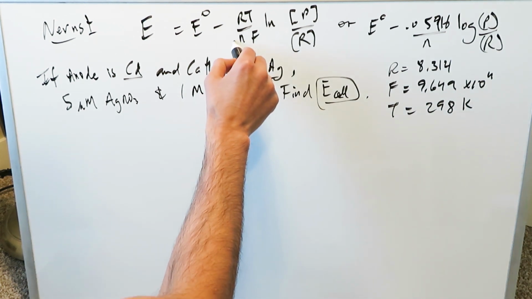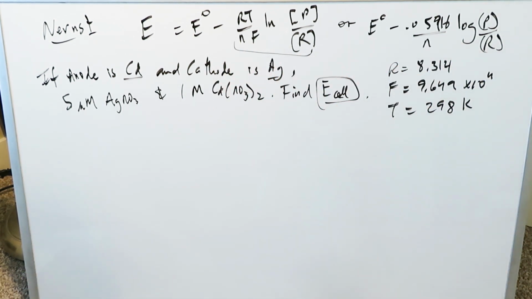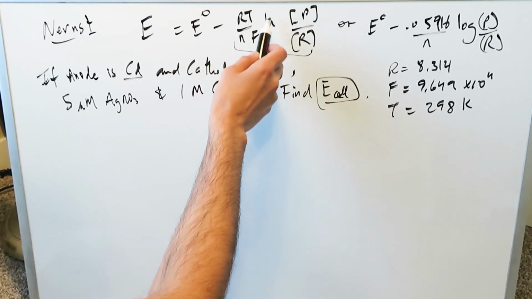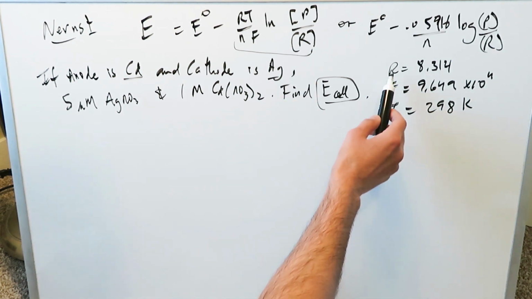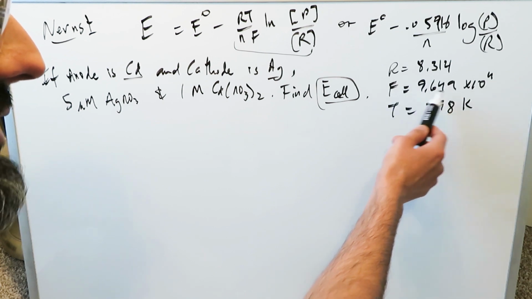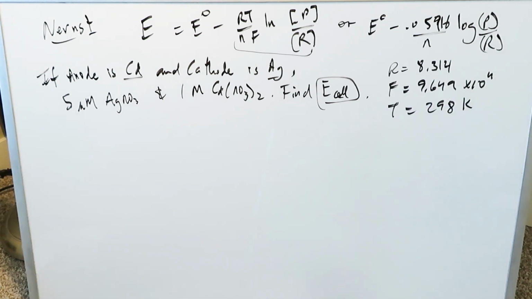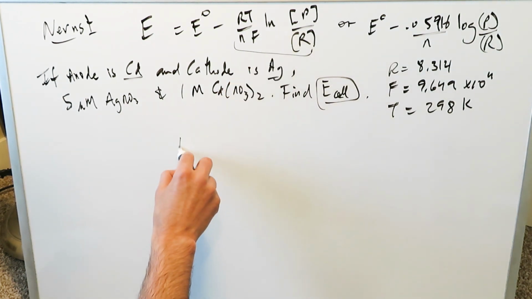This part right over here can be rewritten as that. RT over NF, natural log of that, is equal to 0.05916 over N log of that quotient. N over here refers to number of moles. R equals 8.314. F is equal to 9.649 times 10 to the 4, and temperature at 25 degrees or 298 Kelvin. You have to pay special attention over here.